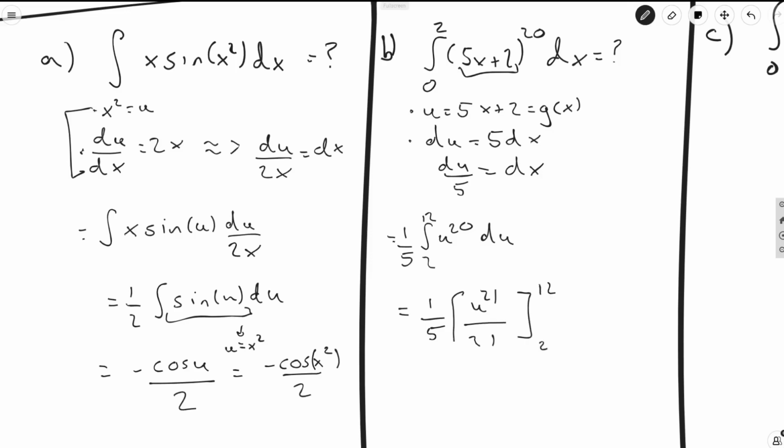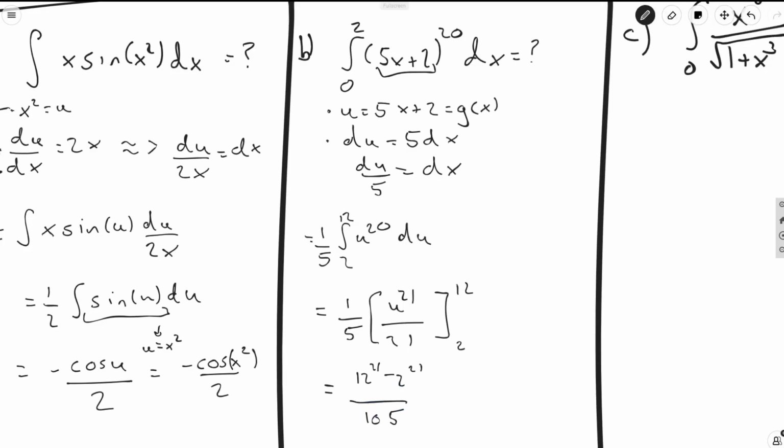So this is equal to 12 to the 21 minus 2 to the 21, all divided by 105. Okay? And we can't really expand 12 to the 21, so we'll leave the answer like this. But again, notice this time, because we're doing a definite integral, we actually don't have to make the substitution at the end. Because we were careful with our bounds, we changed these bounds, we don't have to do it at the end.